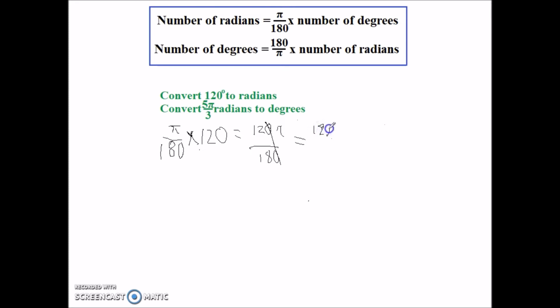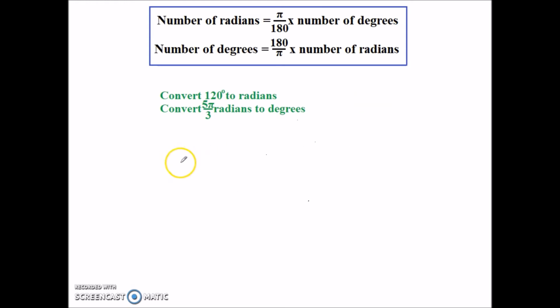Can you think of a times table that 12 and 18 appear in? The 6 times table. So what is 12 divided by 6? It's 2. So we have 2 pi, and 18 divided by 6 is 3. Now, can we simplify this any more? 2/3 basically. We can't. So that is the answer. So 2 pi over 3 radians.